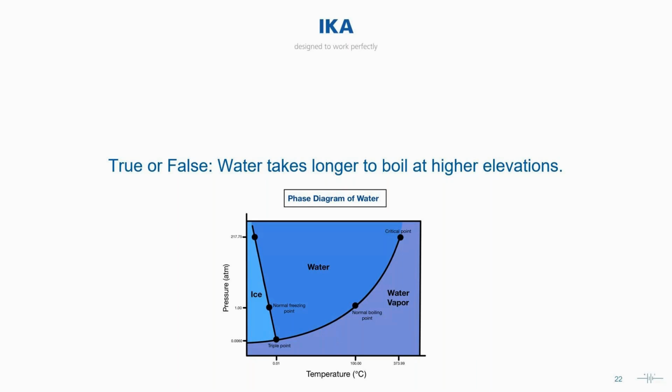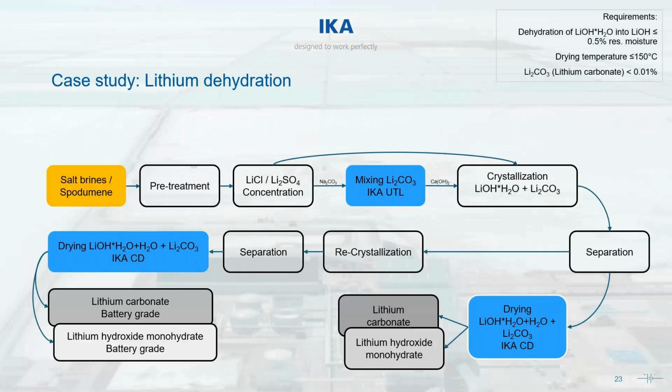So why is this important? Because we're getting into our case study about lithium dehydration. This is a really cool process that is required for precursor production. What we see at the first part of this process is that we have lithium brine, which is pumped from deposits or salt mines. A lot of these are in South America.